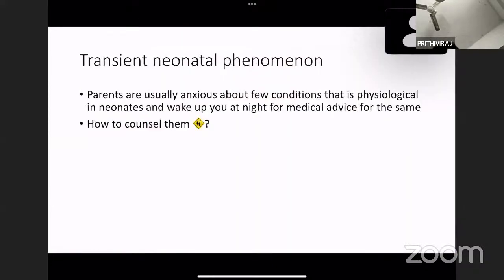So, transient neonatal phenomena. There are a few conditions that are physiological in neonates about which the parents get anxious, and they wake you up at night for medical advice. How to counsel them? What are the few transient cutaneous neonatal phenomena which are seen? Just picture-wise I will discuss, not in detail, because we are running out of time.